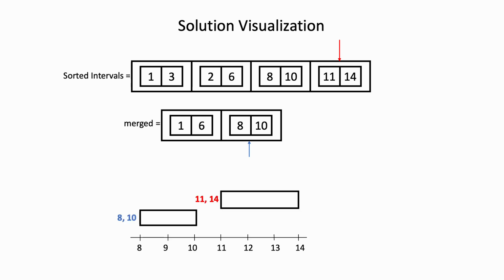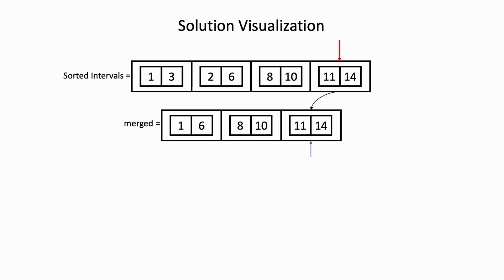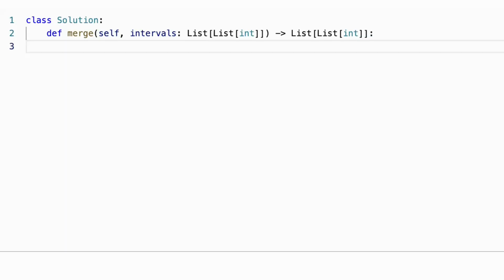There is no overlap between the red pointer interval and the blue pointer interval, so the overlapping condition will be false. We skip the merge operation and append the red pointer element to the merged array. We set the blue pointer to this newly appended element in the merged array. The red pointer reached the end of the intervals. So now the merged array is the expected output and we return the merged array.